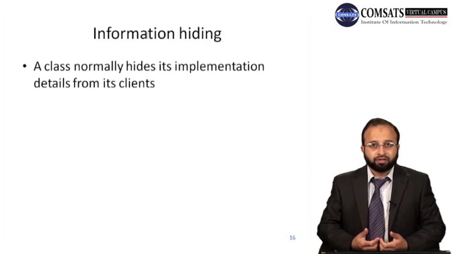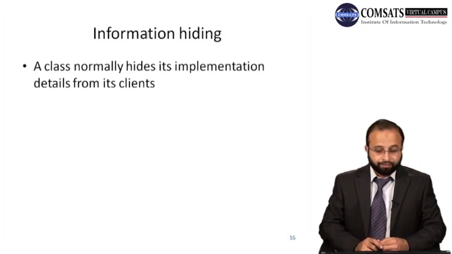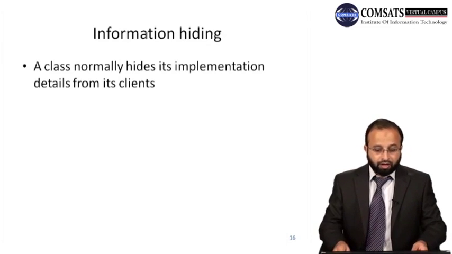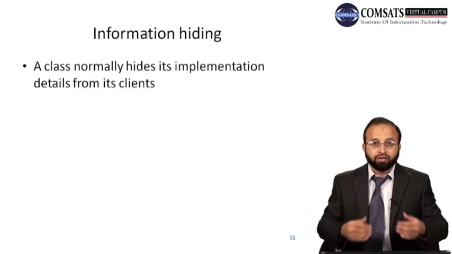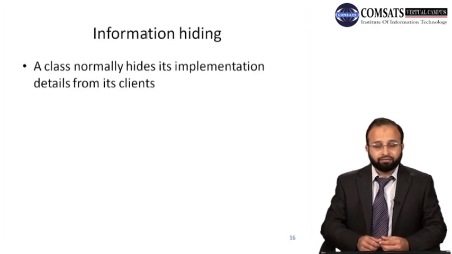We hide the implementation detail from the user or the programmer, so the programmer only knows that when I call this function, providing these parameters, it gives me this kind of result, right? It performs the task and gives you the result. So a class normally hides its implementation detail from the client. So usually when you make a class, you hide the detail of that class.